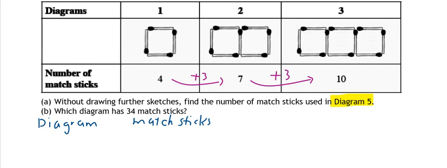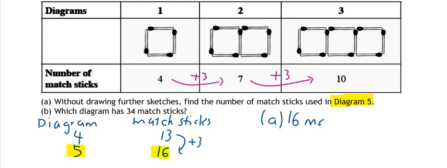So from diagram number 3 using 10, in diagram number 4, it's very obvious that 10 plus 3 is 13. Let's move on to diagram number 5. 13 plus 3 is 16. So there you have it for your part A. In diagram number 5, you are using 16 matchsticks.